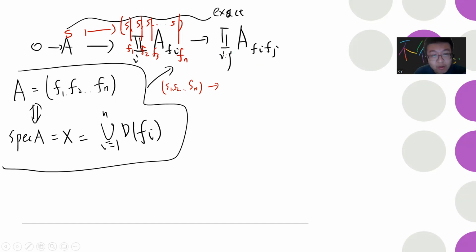So we want to show that this sequence is exact. We'll prove that it's the same as proving the sheaf conditions. The first one is very simple.